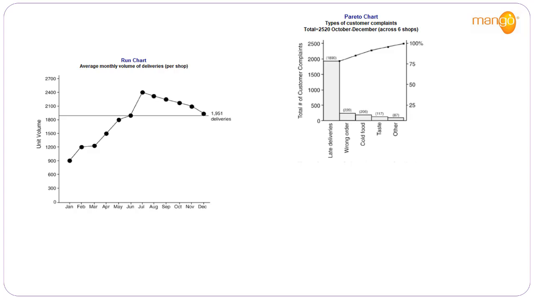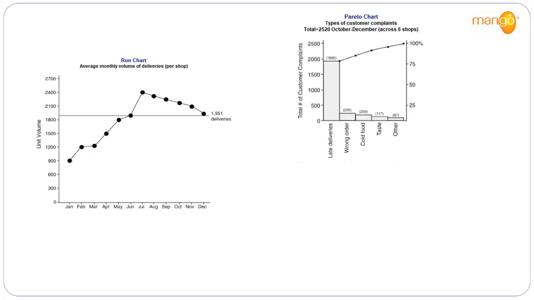Pretty much from October to December, the last 3 months, customers were complaining of late deliveries. So the vast majority of the issues was to do with late deliveries. So obviously that drop off may have been caused by late deliveries.